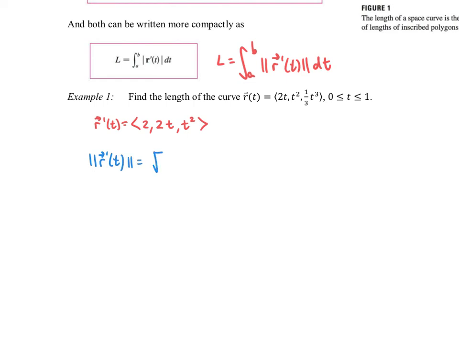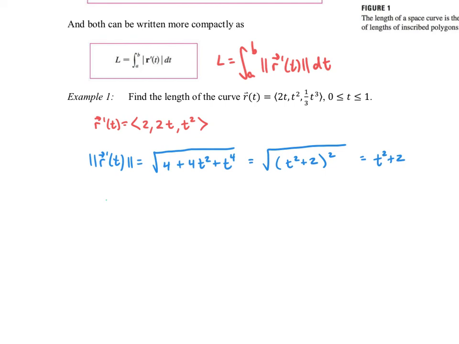The magnitude is going to be the square root of 2 squared, so 4, plus 4t squared plus t to the fourth power. In this particular case, we need to be able to work with this one, so I'm actually going to factor it. We get t squared plus 2, and we square that. That's the factored form of 4 plus 4t squared plus t to the fourth. If we take the square root of that, we of course get t squared plus 2. So the magnitude of r prime is t squared plus 2.